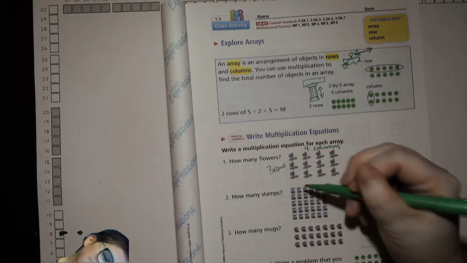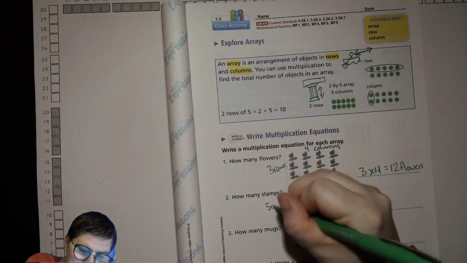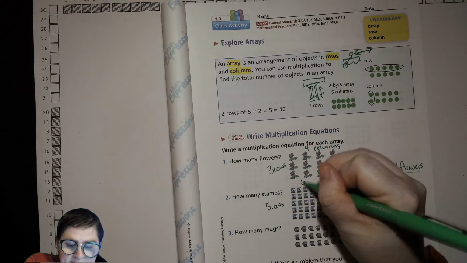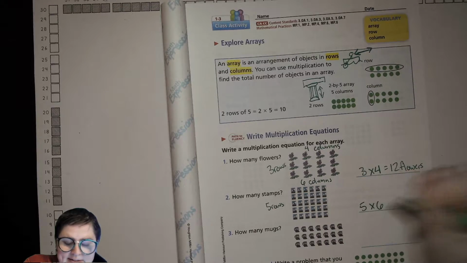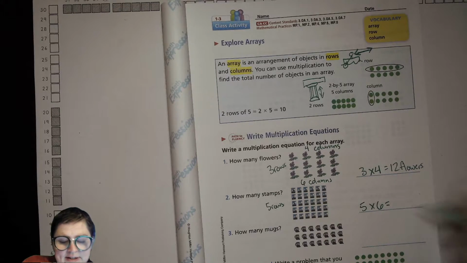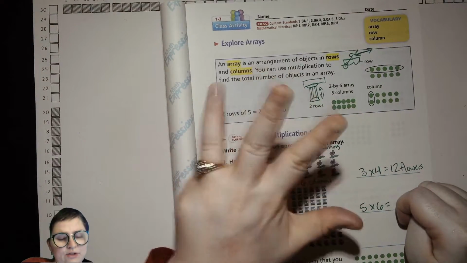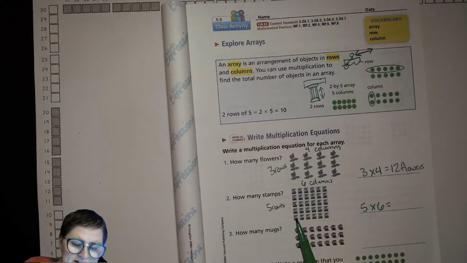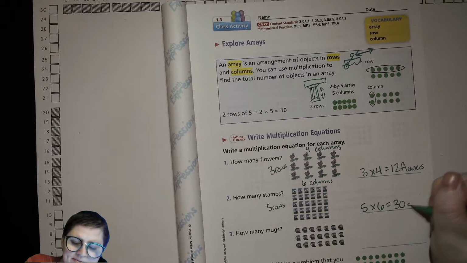Next one, how many stamps? 1, 2, 3, 4, 5 rows. 1, 2, 3, 4, 5, 6 columns. So this is a 5 by 6. And let's count by 5s. And we'll go to our 6th because we have 6 groups of 5. So 5, 10, 15, 20, 25, 30. 30 stamps.